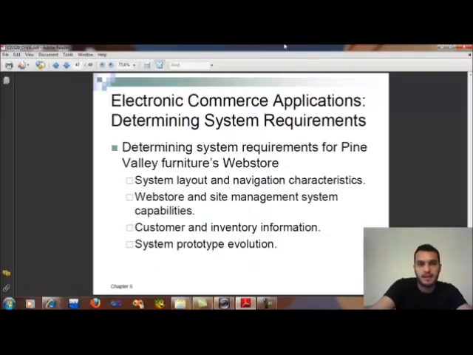And here is an electronic commerce application: determining system requirements for the Pine Valley Furniture web store, including system layout and navigation characteristics, web store and site management system capabilities, and customer and inventory information.